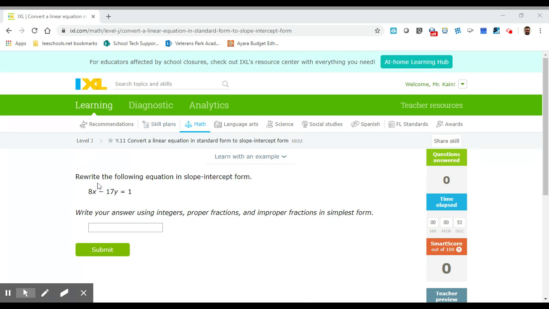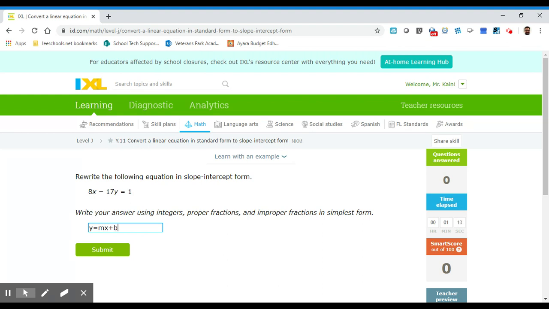What is this question? It says rewrite the following equation in slope-intercept form. It gives us 8x minus 17y equals 1. So slope-intercept form is y equals mx plus b, okay?